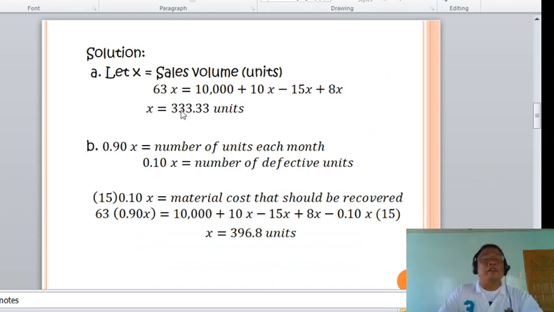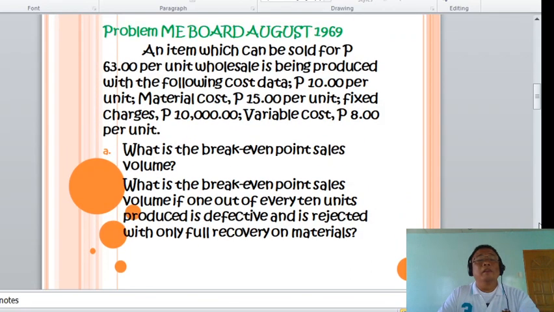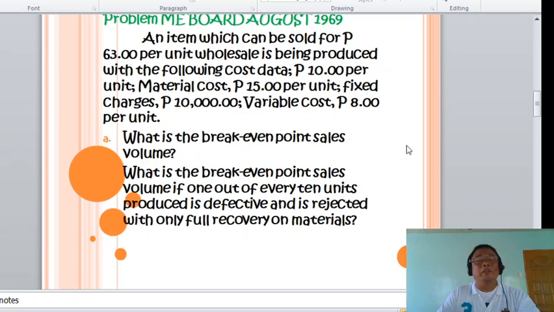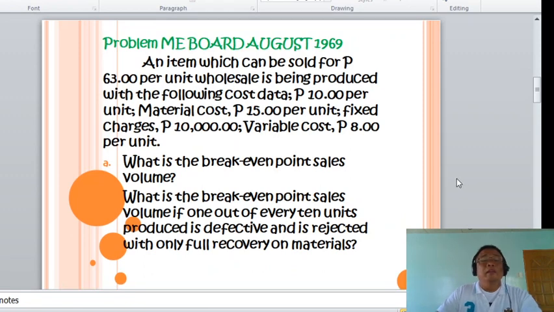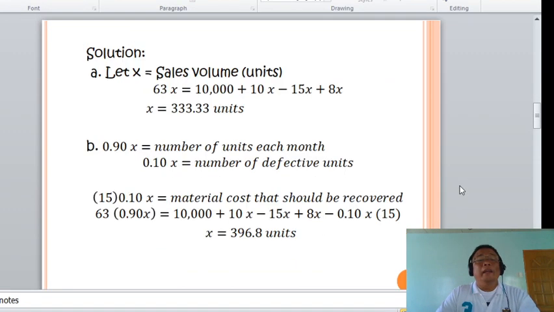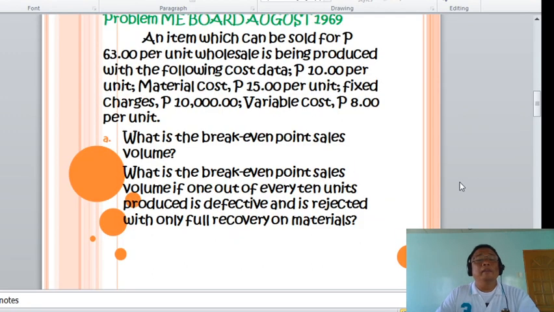For letter A, let X equal the sales volume, considering there is no reject among the units produced. So that is 63, the price per unit, multiplied by the number of units, which is X. So we have here 63X is equal to the cost: 10,000, which is the fixed charges, another is 10 multiplied by the number of units, which is the labor cost.